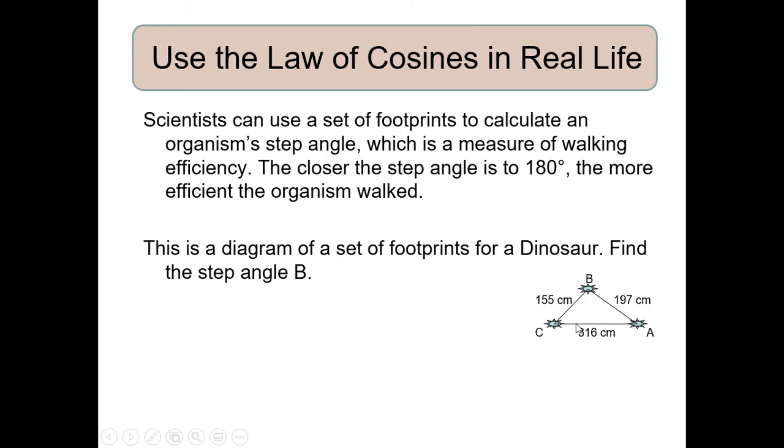Okay, so we've got three sides. We want to find angle B. We don't really care what A and C are. We could figure those out if we wanted to, but we can use the law of cosines to find angle B. It's going to be a squared plus c squared minus little b squared, all divided by 2ac.